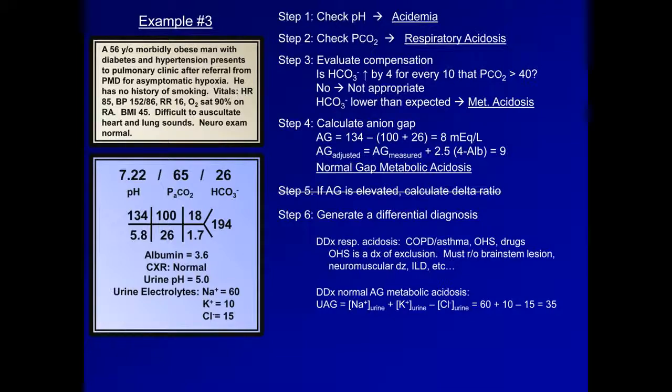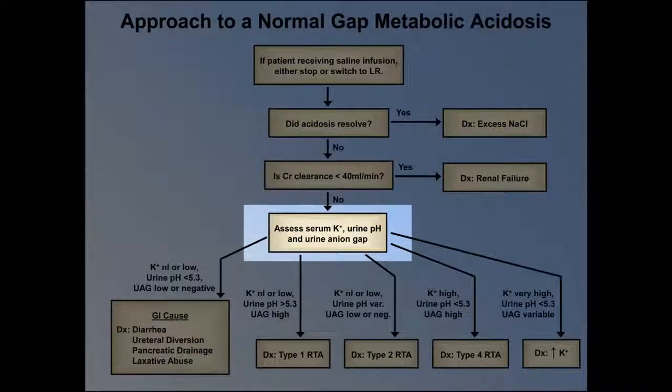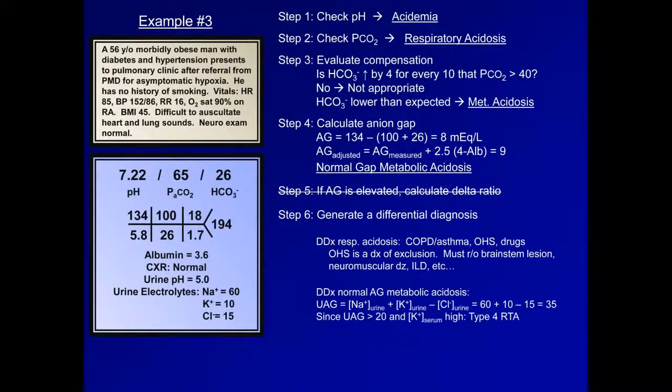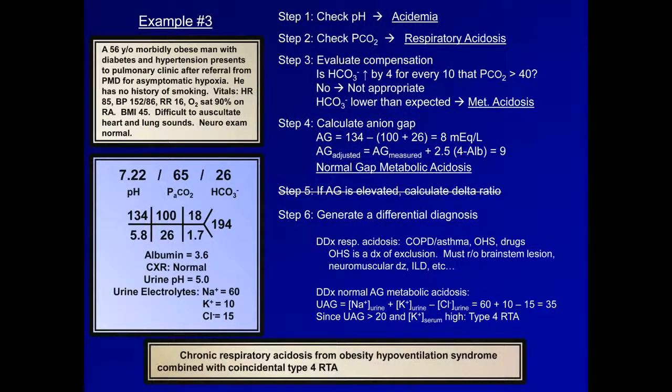So what should we do with this information? Going back to the flowchart, we see an elevated potassium, low urine pH, and high urine anion gap is all consistent with type 4 renal tubular acidosis, or RTA. So our final diagnosis here is a chronic respiratory acidosis from obesity hypoventilation syndrome combined with a coincidental type 4 RTA. While I won't get into the specifics of the differential diagnosis of the RTA itself, leading contenders based solely on the limited information available for this patient would be diabetic nephropathy and the side effects of an ACE inhibitor, which as a hypertensive diabetic he is probably on.